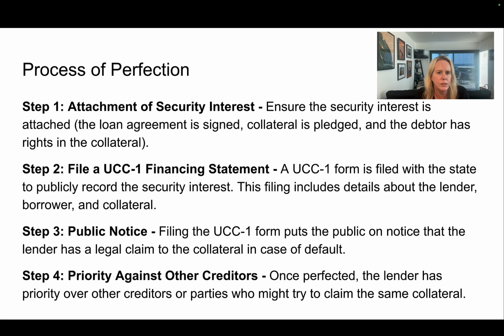So the process of perfection, first of all, you have to attach the security interest. We already talked about what attachment is. File the financing statement. And filing the financing statement puts the public on notice that you have a legal claim to the collateral in case of default. And once you have perfected, you take priority over all of the other creditors who might also have an interest in that piece of collateral.